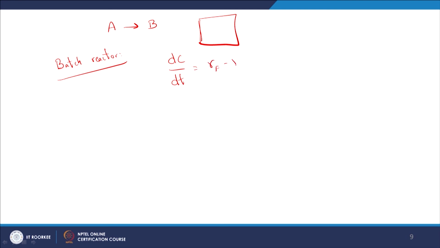So let us say A goes to B in a batch reactor, and I want to apply this to my mass balance. For now let us go with the simple first order equation, and we will be done with today once I am done with this particular case for the batch reactor. And what is that going to be? I guess we know that dC/dt is equal to rate of formation minus rate of loss.